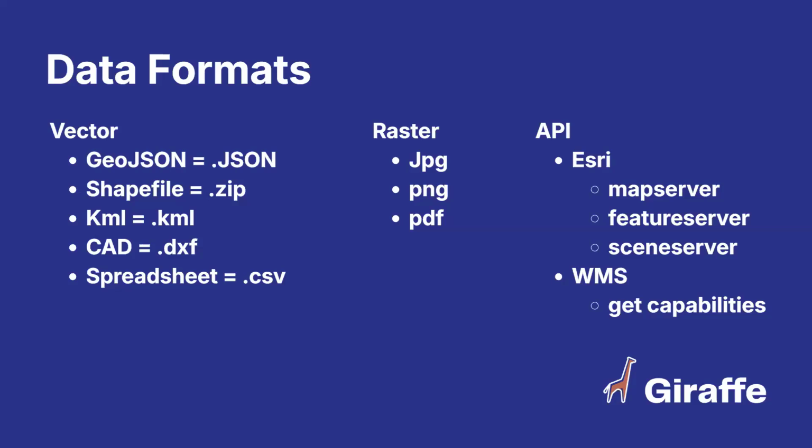And the two API endpoints that we connect to are Esri or WMS. With Esri, you can use map server, feature server, scene server, or image server, actually, which is not on my slide. But those are the different types of Esri endpoints that we connect to. And then with WMS, you just need to make sure that your WMS link has get capabilities, which means that you're allowed to extract that data and put it into another platform.